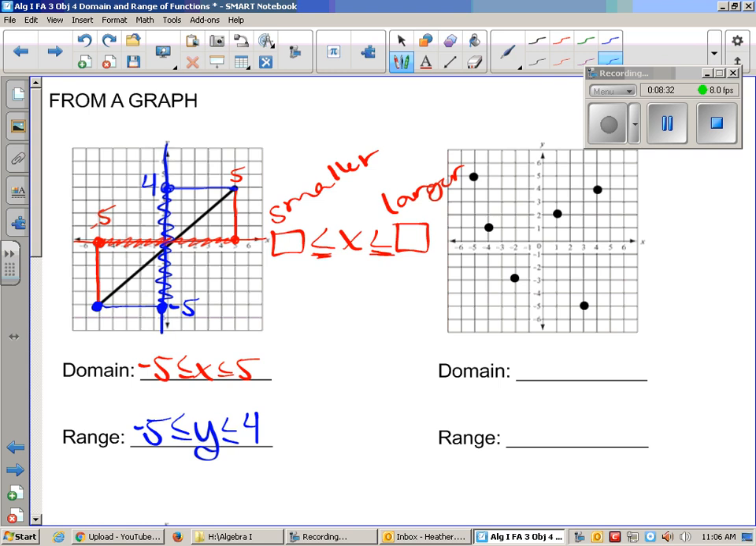So that's my domain and range for a graph. It is certainly much trickier than it was for a table or set of ordered pairs, but you can certainly do it. You just have to remember, okay, domain are my x's. Think about what are the x's? What's the horizontal left and right part of the graph that's covered?